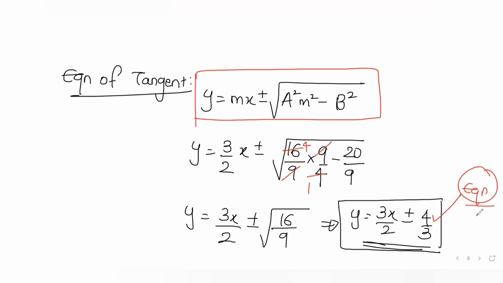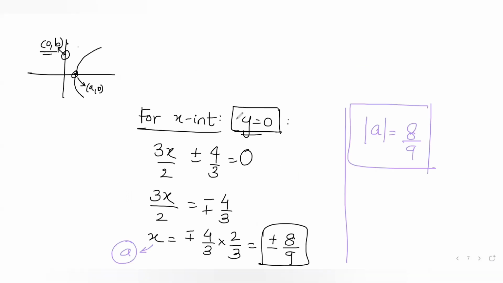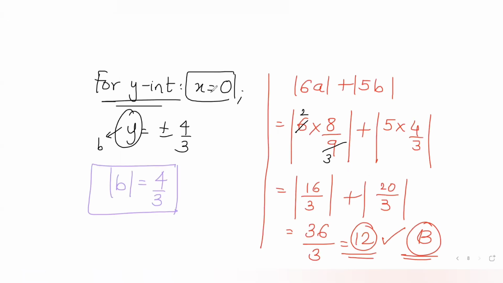Once we got our equation of tangent, to find the x-intercept, we put y equal to 0. We got our x-intercept A. To find the y-intercept, we put x equal to 0. We got our y-intercept. Once we got our x and y-intercepts that were in the mods, we just put the positive values. So we got the answer turning out to be 12, and that matches with option B. So B is the correct answer for the question given to us.